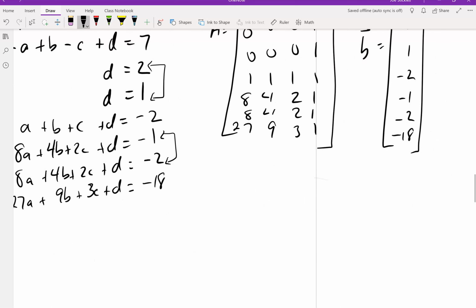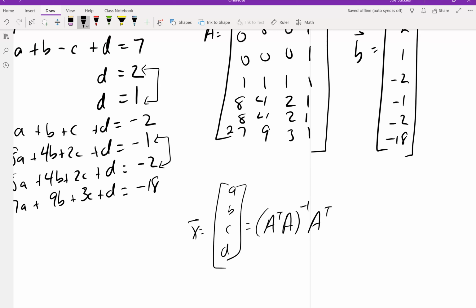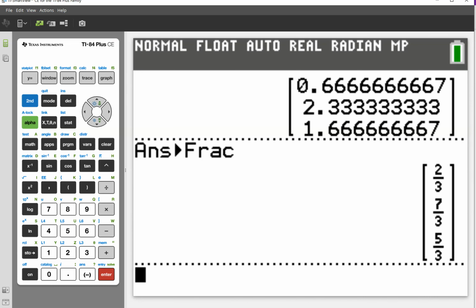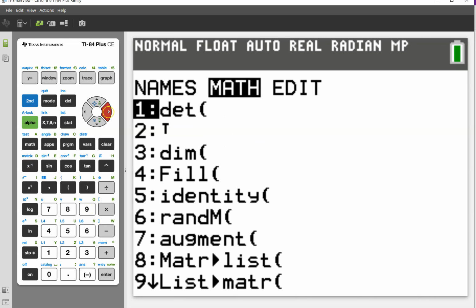So our solution for x, which means we're going to find the a, b, c, d, according to the formula, is A transpose A inverse times A transpose times B. That's how we find it. This is a very good calculator problem. So let's see if I can go over to the calculator. I'll use I for the first one.